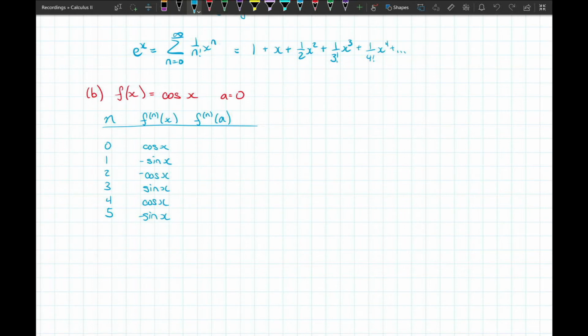Now, we're going to evaluate each of these at 0, because that is our value of a in this case. Cosine of 0 is equal to 1. Negative sine of 0 is equal to 0.